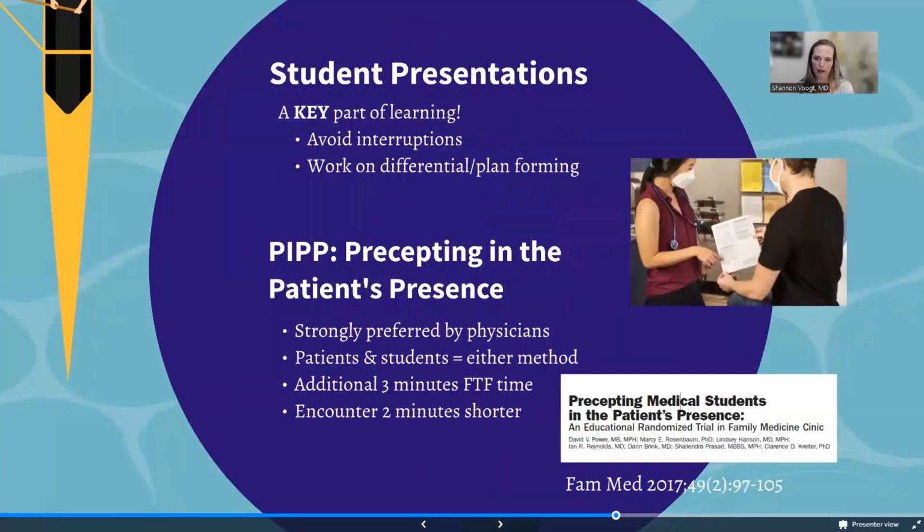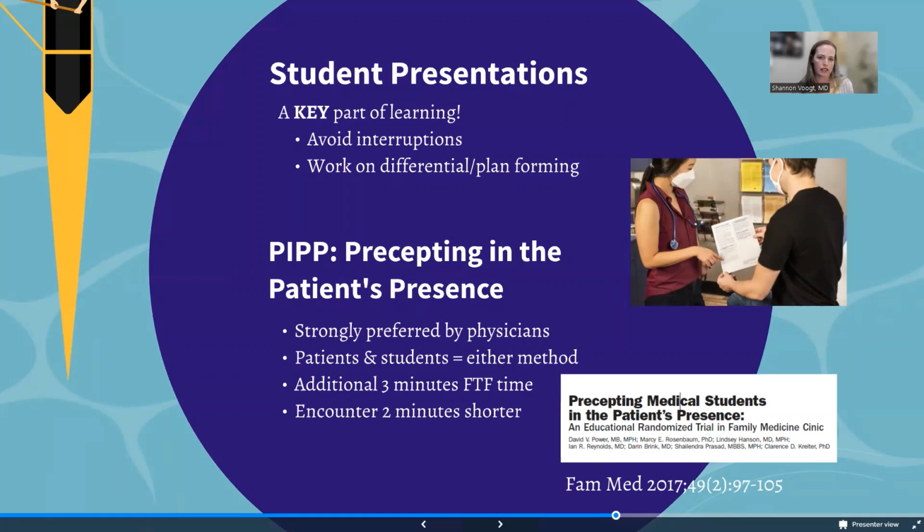So, presenting in front of the patient. This is a great tip if you want to be more efficient, or you feel like a student is making you behind in your clinic. We do want our students to present to us. We can't just let them interview and then come in and interrupt and take it from there. We do need them to present to us because it's a key part of learning, and it helps them practice medical decision-making, working on their differential and their plan, and becoming more independent with your guidance.